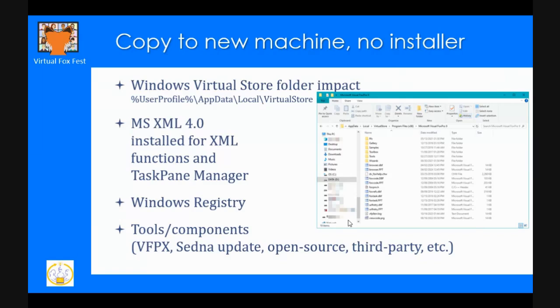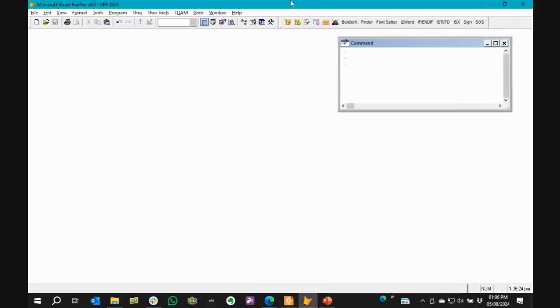MSXML 4.0 has to be installed if you're using XML functions or the task pane manager. Task pane manager relies on XML. The Windows registry, you might as well just show some of this stuff here. Hold on.